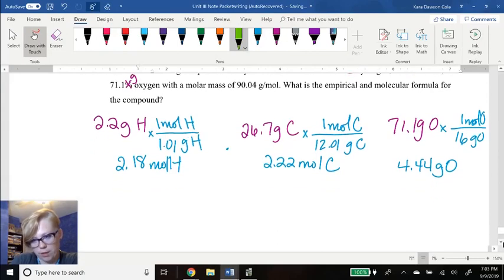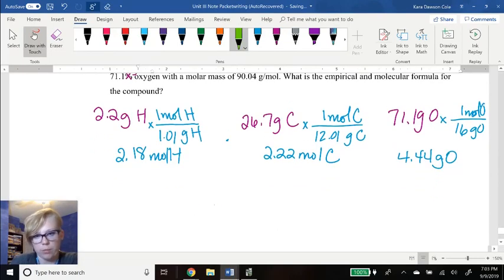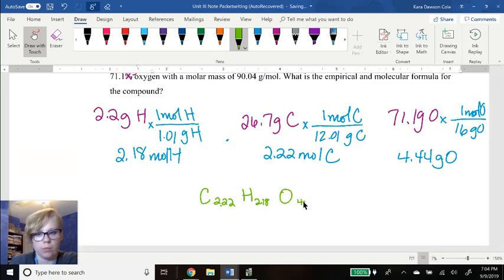Then I write my pseudo formula, using the number of moles that I got from step 2. If it were me, I would write C first, and I got 2.22. And then I would write my hydrogen, which is 2.18. And then I would write my oxygen, which is 4.44.